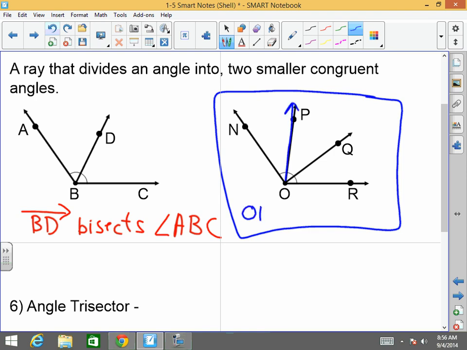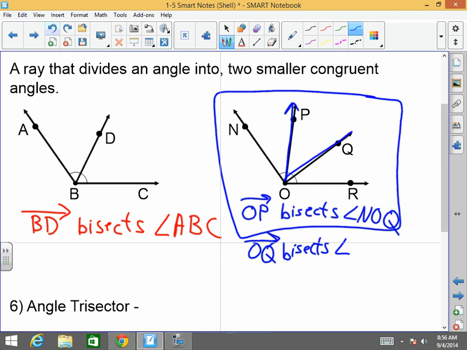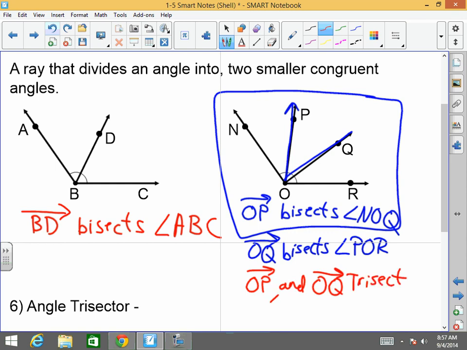Ray OP bisects what angle? NOQ, awesome. And ray OQ bisects which angle, y'all? POR. And then taking it further, if I wanted to take it further, I'll do it in red. I can now say also OP and ray OQ trisect angle NOR. That's what I'm talking about. That's the genius right there. Awesome. That makes sense, gentlemen.